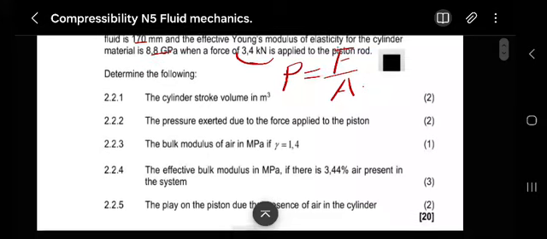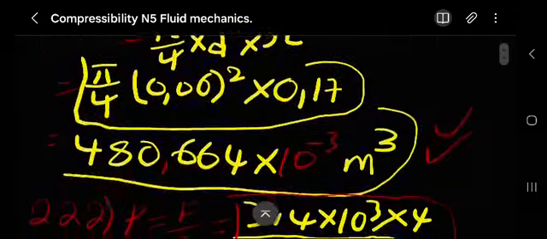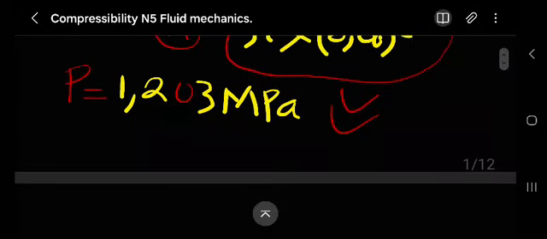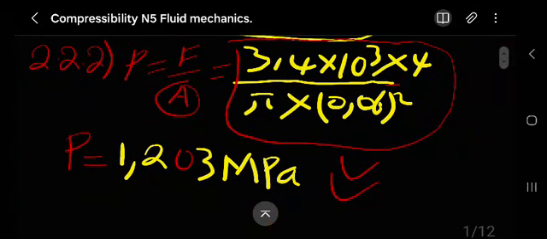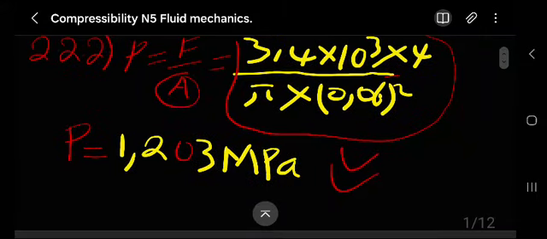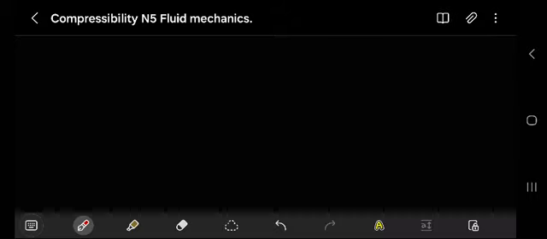2.2.3, they want the bulk modulus of air in megapascal if gamma is equal to 1.4. This is 1 mark. I hope you know that the bulk modulus of air is Kg. We call that Kg. That is just Kg. Let me write here once.